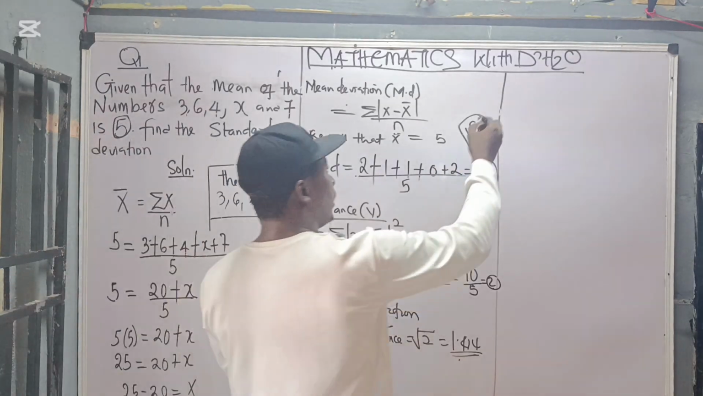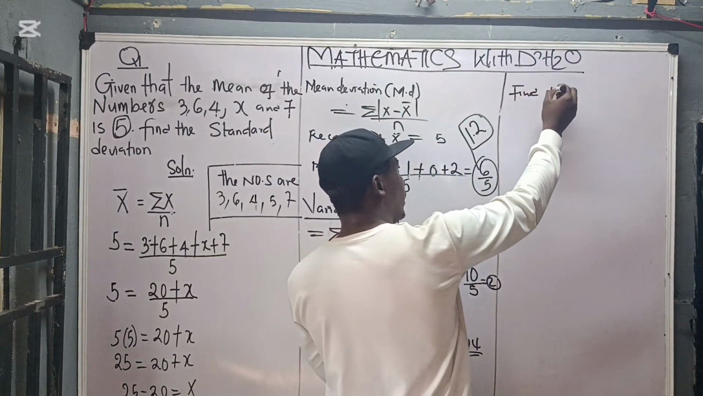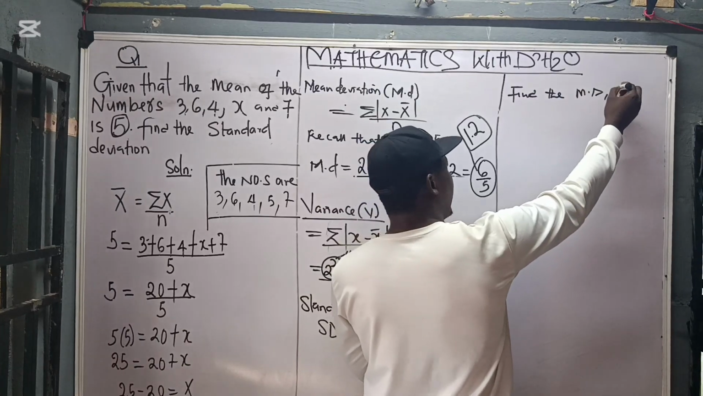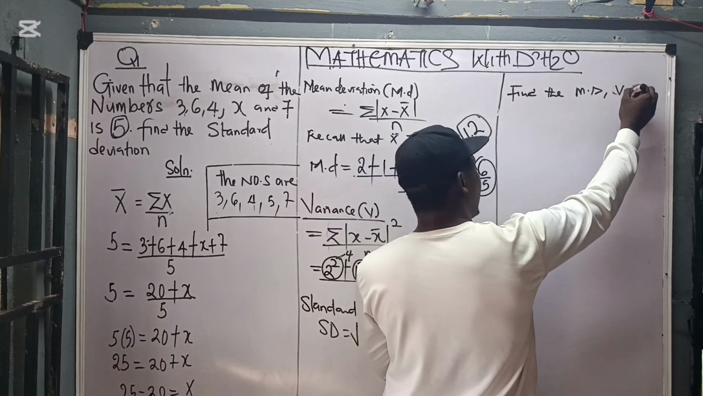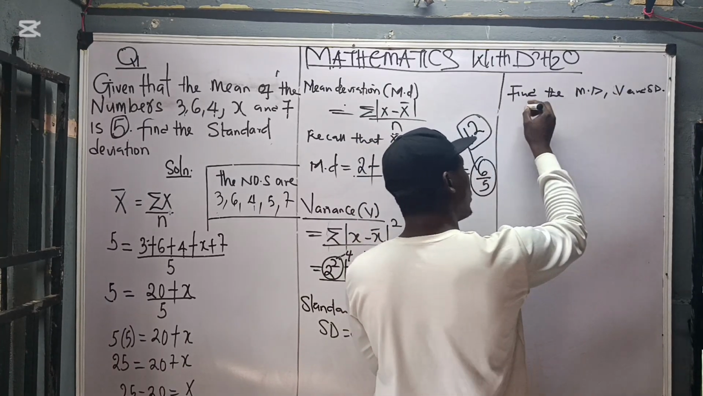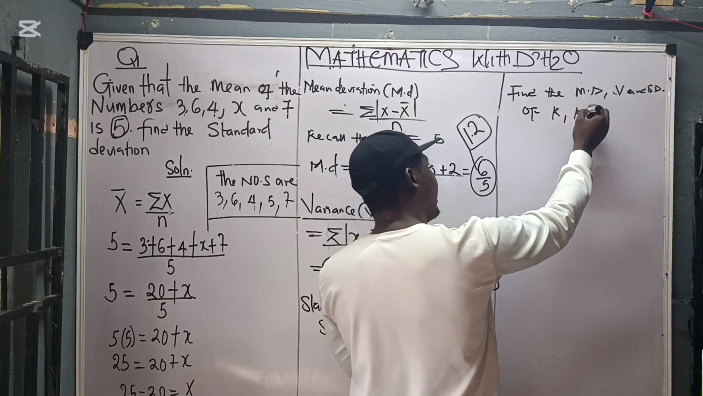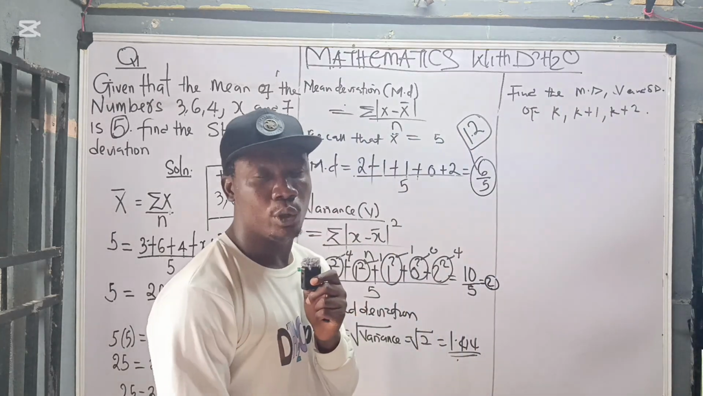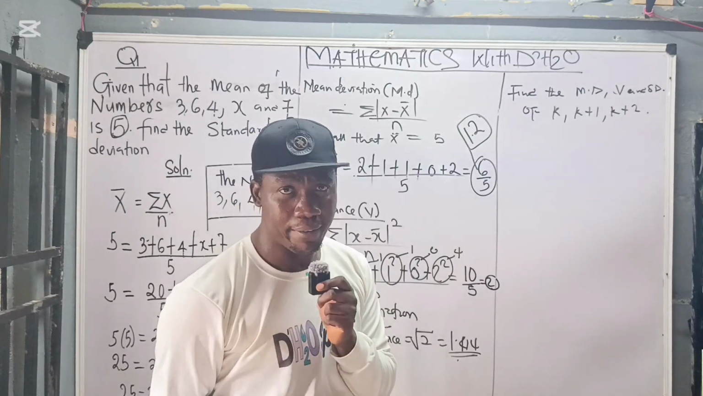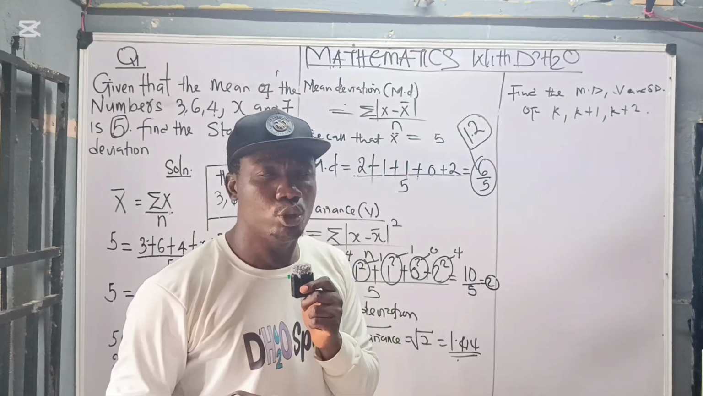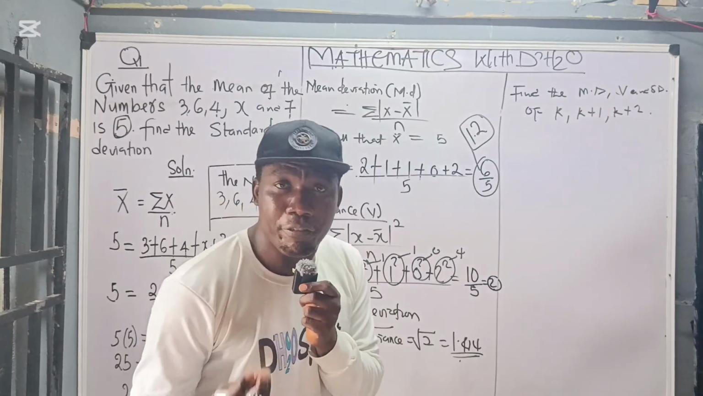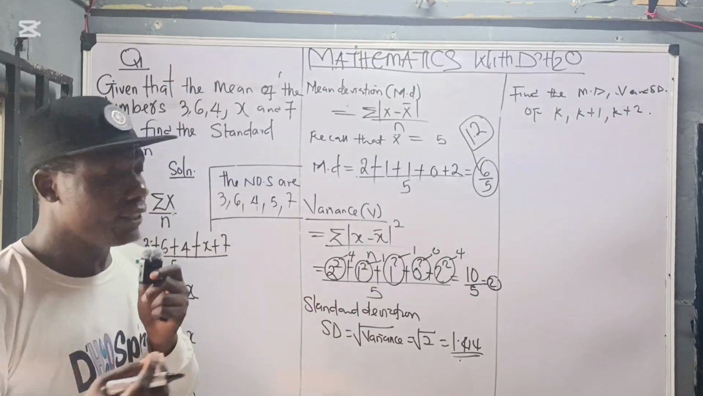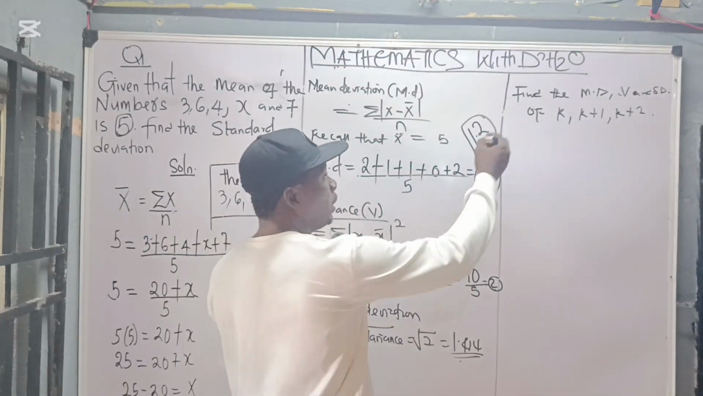I'll take one more question. Find the mean deviation, variance, and standard deviation of k, k plus 1, k plus 2. If you have numbers like this and you want to find mean deviation, variance, or standard deviation, first of all, you must get the mean. Yes, we did not find the mean in the first one because they had already given us the mean. So let's find the mean.